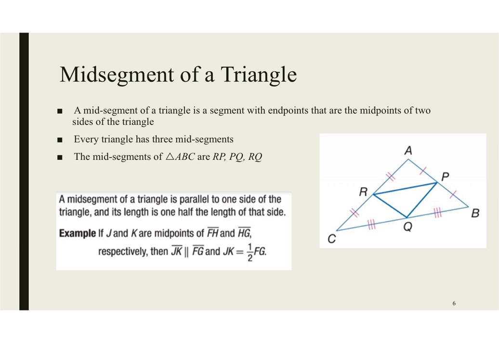Now, as a reminder, a mid-segment of a triangle is when the segment intersects the midpoint of the two sides. So every triangle is going to have 3, like this picture is showing, because every triangle has 3 sides. Now, a couple facts about mid-segments. Number 1, part of the definition is they intersect the midpoints of the sides. Fact number 2 is that they are parallel to the base.